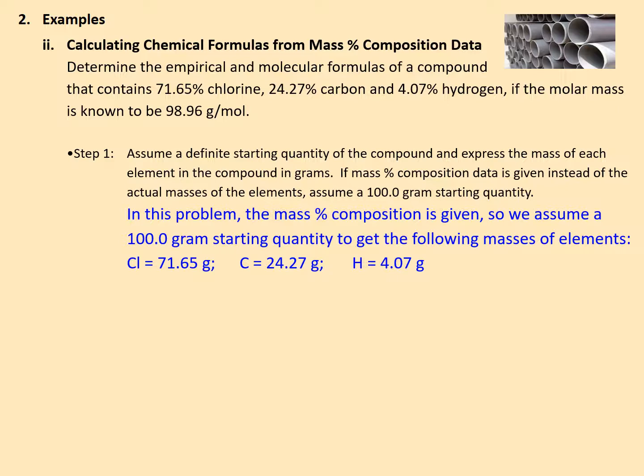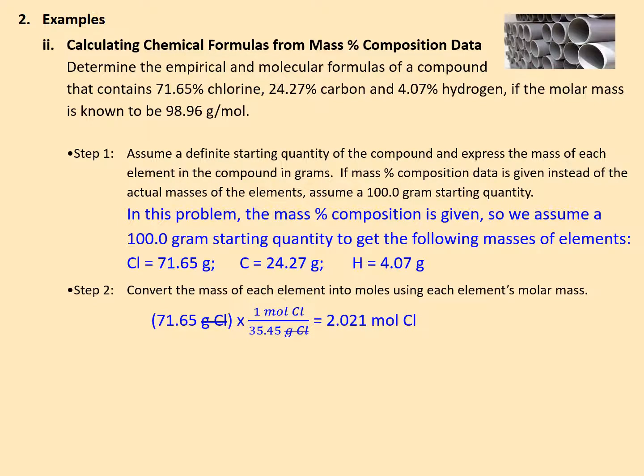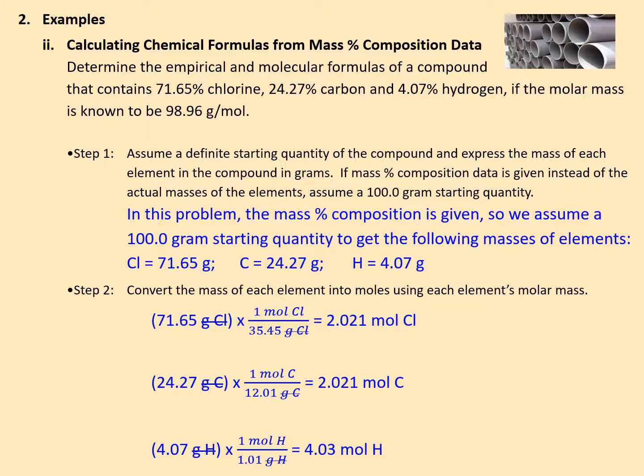So we've made up a sample. We have masses of each of the elements in our made up sample. We're now ready to convert those masses into moles using the molar mass of each of the elements. So for chlorine, we can divide by the molar mass and we end up with 2.021 moles of chlorine. For carbon, our 24.27 grams of carbon becomes 2.021 moles of carbon. And for hydrogen, our 4.07 grams of hydrogen becomes 4.03 moles of hydrogen.